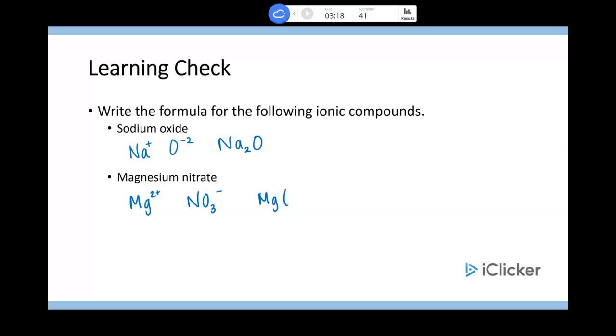In this case, we need to use parentheses to show that the 2 nitrates applies to the entire nitrate polyatomic ion. And that's the ionic compound, or the formula for the ionic compound.